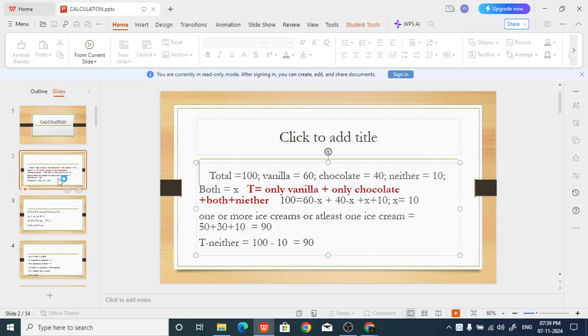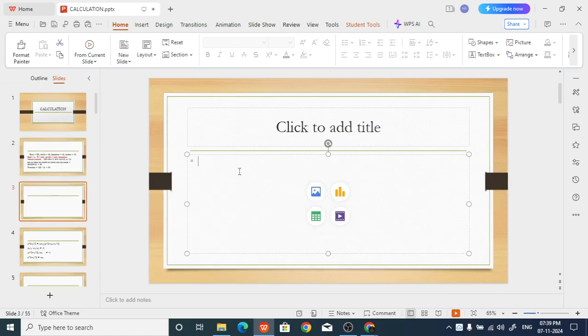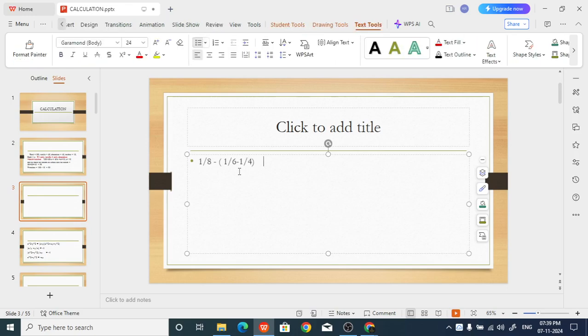See, the question is 1 by 8 minus of 1 by 6 minus 1 by 4. This is the question given. You have to simplify. Now we will simplify the one which is inside the bracket. Inside the bracket we have 1 by 6 minus 1 by 4. The LCM is 12. Is it 1 by 12? Negative 1 by 12, sir. Yes, negative 1 by 12.